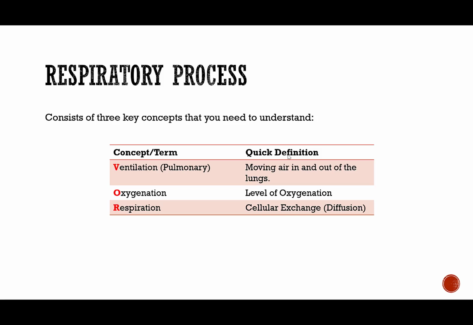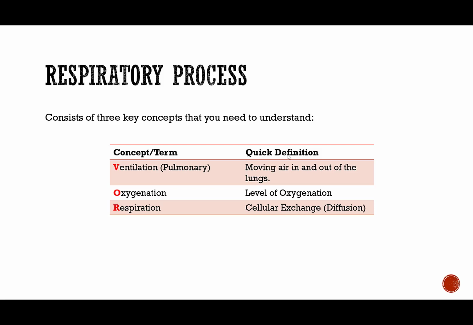With perfusion, and it occurs because of diffusion. Okay, so respiration is the cellular exchange. It's the actual process of moving oxygen and carbon dioxide back and forth at a cellular level. We're going to talk about that. I just want you to get familiar with them. I want you to remember VOR, ventilation, oxygenation, respiration, and just have a simple definition for each.